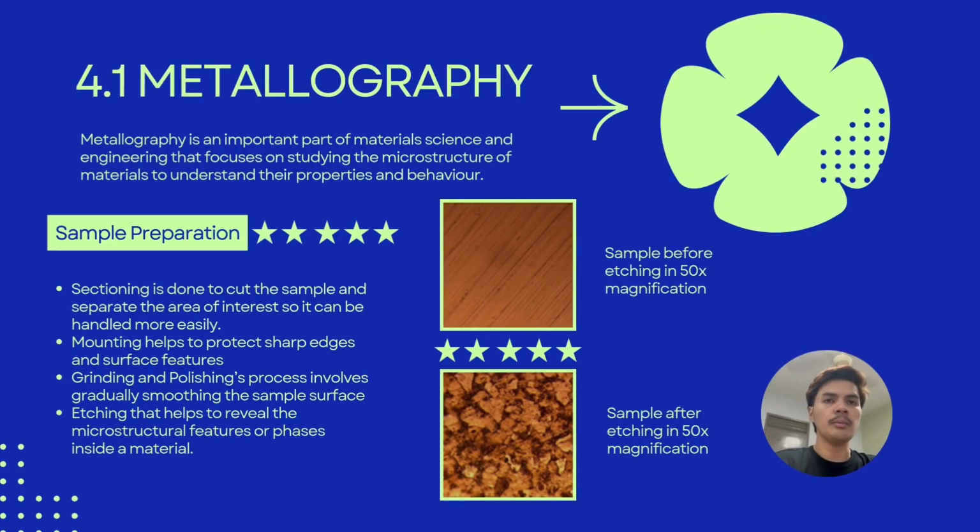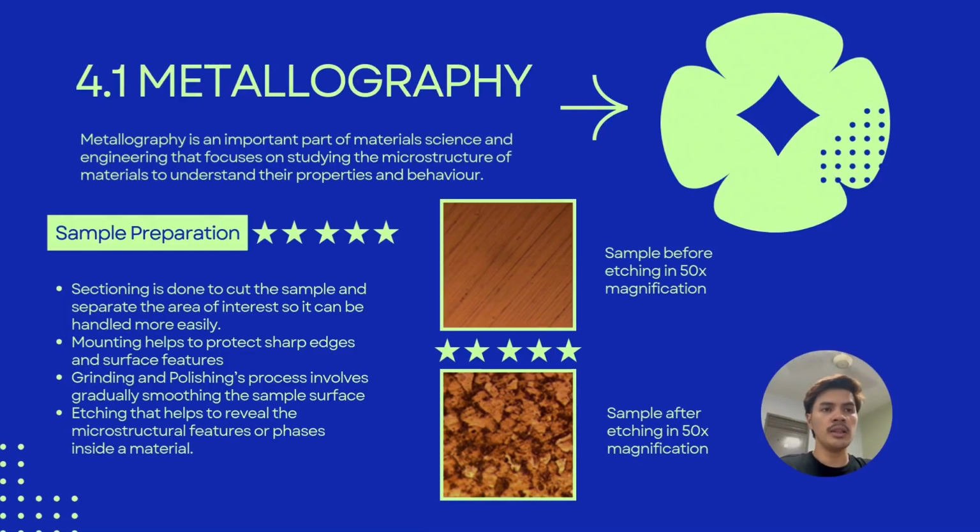And I will be explaining the experiments that we have conducted in our lab. The first one is metallography. In short, metallography is an important part of materials science that focuses on studying the microstructure of materials to understand their properties and behavior. Throughout the experiment, we went through a few sample preparation steps.